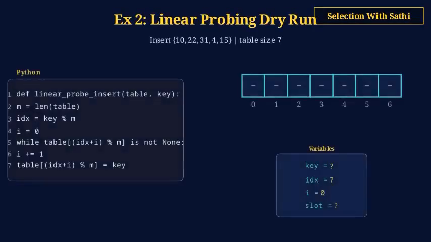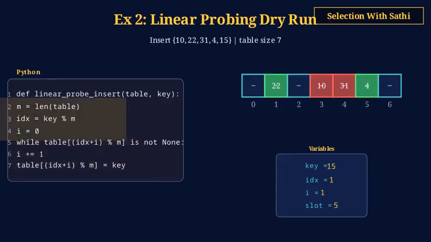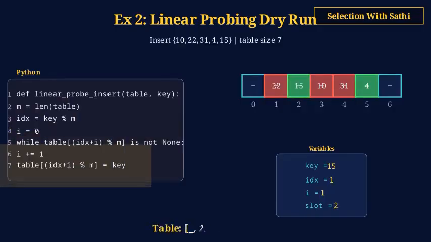Now linear probing. Insert 10, 22, 31, 4, 15 into a table of size 7. Line 3, 10 mod 7 is 3. Slot 3 empty, place directly. 22 mod 7 is 1. Slot 1 empty, done. 31 mod 7 is 3. Slot 3 taken by 10.